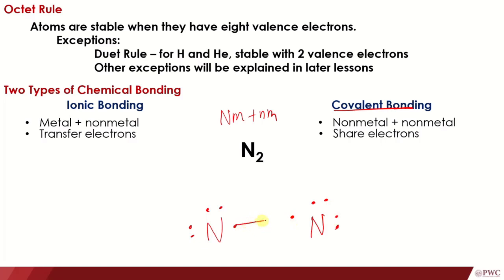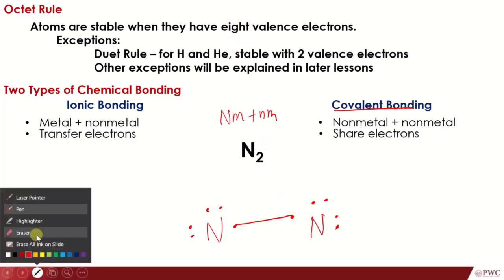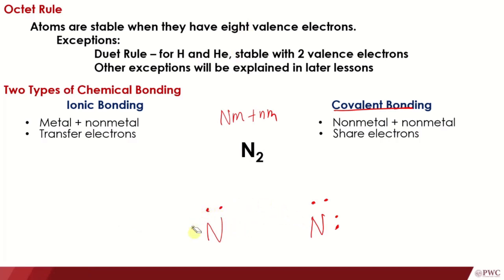So let's say they share one pair of electrons. 1, 2, 3, 4, 5, 6. Lacking. 1, 2, 3, 4, 5, 6. So also lacking, right? In this case, a single bond is not enough for them to have 8 valence electrons. How about a double bond? Again, nitrogen always has 5 valence electrons. 1, 2, 3, 4, 5. 1, 2, 3, 4, 5. Let's say they share this pair of electrons. 1, 2, 3, 4, 5, 6, 7. Lacking. In this case, a double bond is lacking.